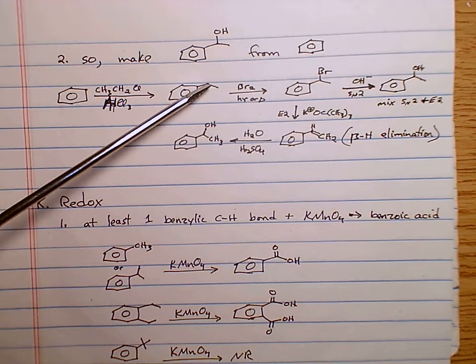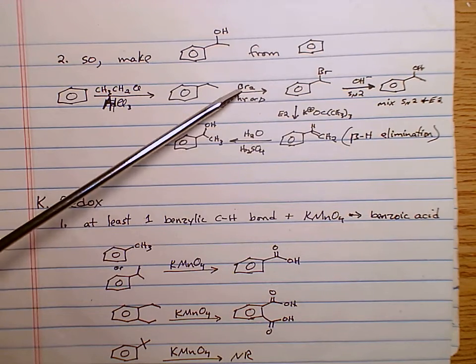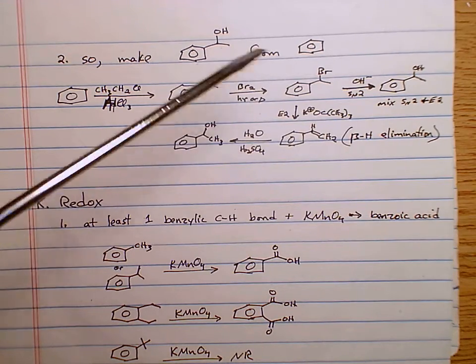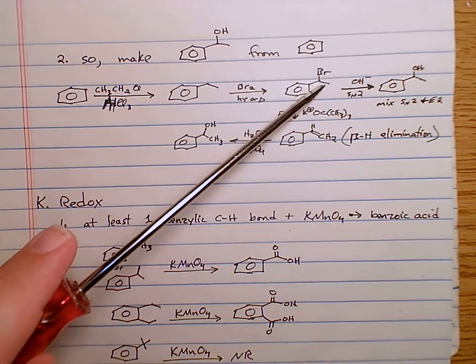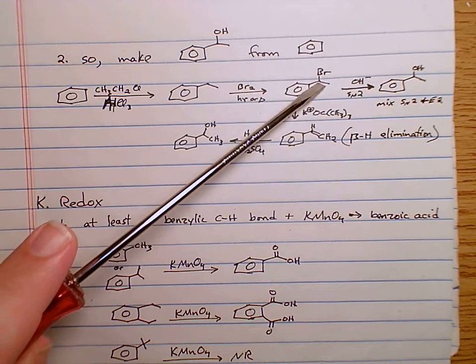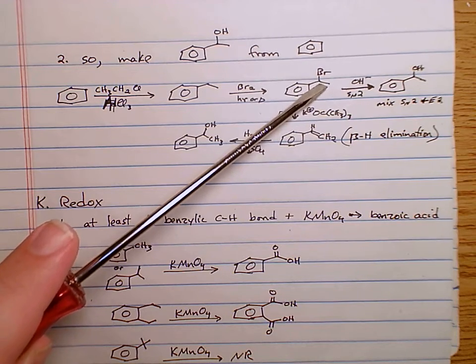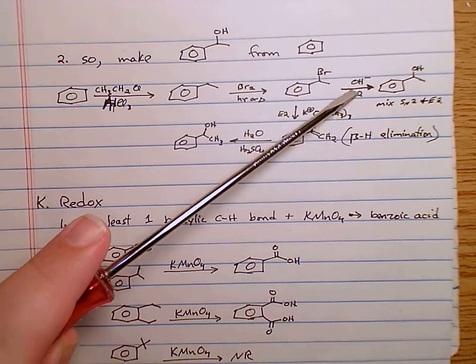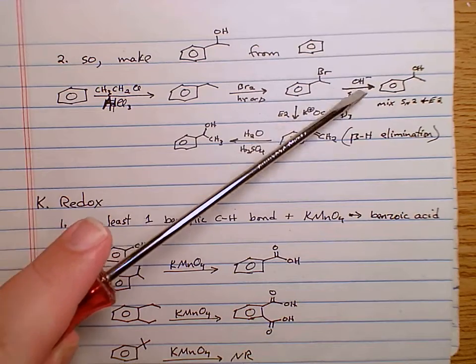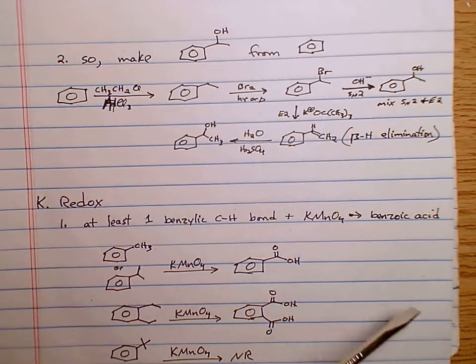Well, here's how we're going to do it. We need to put a bromine on here. Well, that's pretty easy to do. Br2 with heat and light, radical conditions, puts a bromine on the benzylic position. And note, this is a secondary alkyl halide. We can just do an easy SN2 reaction with hydroxide to get that.